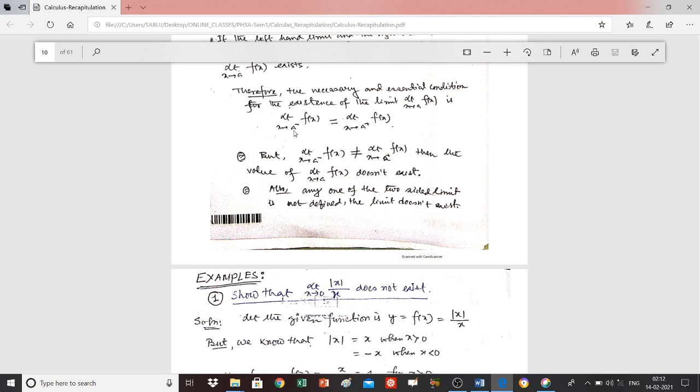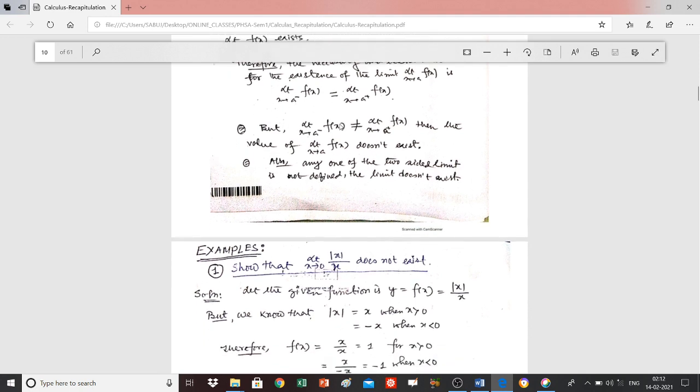So we come to three conditions. Number one, the left hand limit and right hand limit should be finite. If any one of them is not finite, then the limit does not exist. Number two, they should be equal. If they are not equal, then the limit does not exist. And if any one of these two side limits is not defined, the limit does not exist either. Okay, now come to some examples.